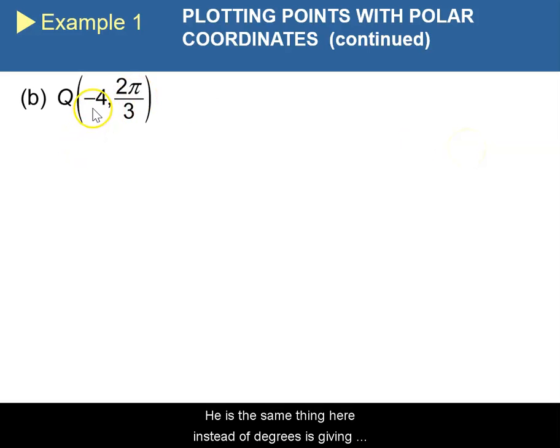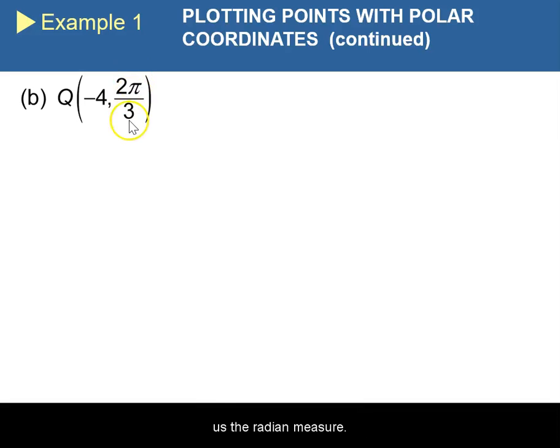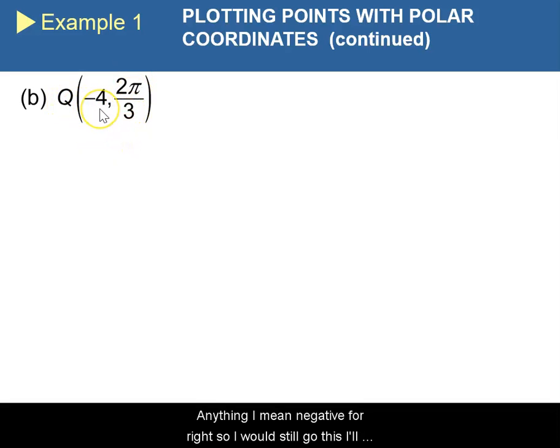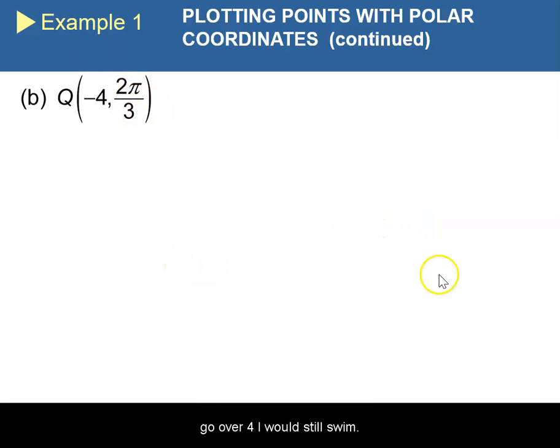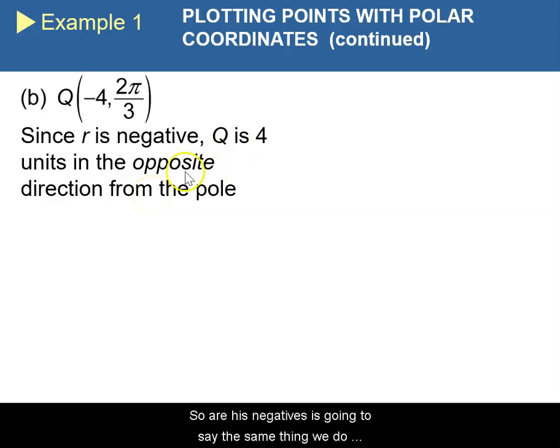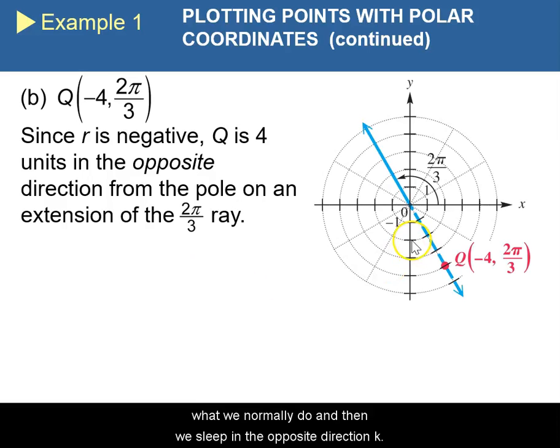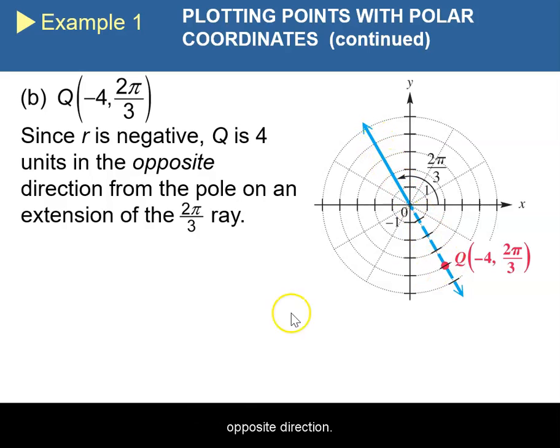Okay, b is the same thing. Here, instead of degrees, it is giving us the radian measure, and it's saying r is -4, right? So I would still go over 4, I would still sweep 2 pi over 3 as an angle, and then I would move 4 in the opposite direction. Okay, so r is negative, so we do what we normally do, and then we sweep in the opposite direction. Okay, so I would go out a distance of 4, right? So you've got 1, 2, 3, 4. You sweep it 2 pi over 3, and then we go in the opposite direction.